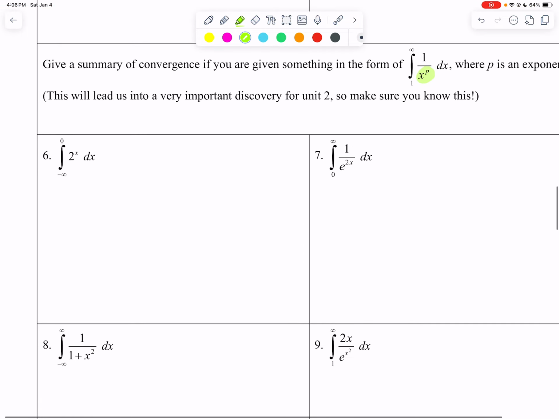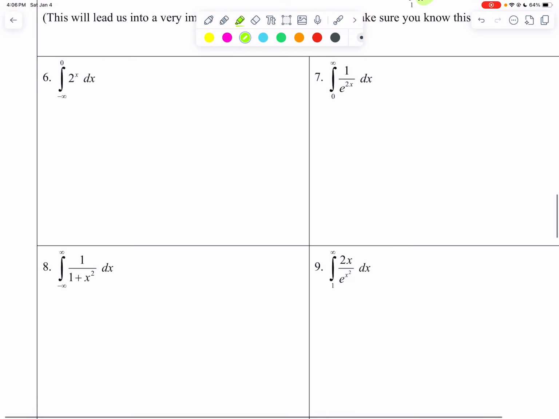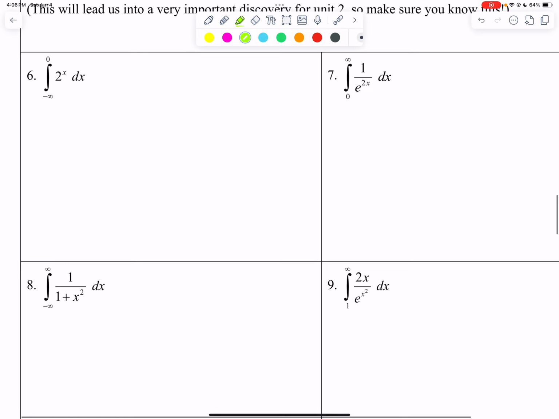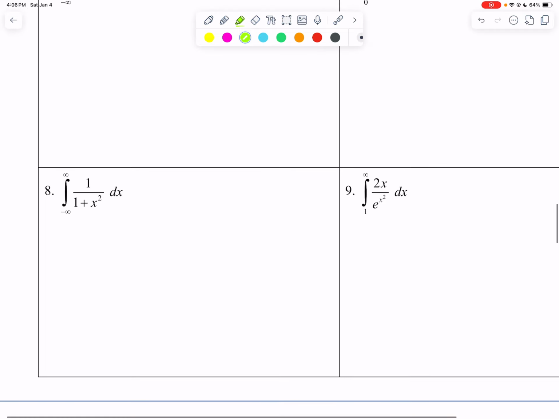But what we are going to do here is look at some other problems like 6, 7, 8, 9. I'll do a couple, but I'm not going to do all of them. Let's go ahead and do something like number 8 here, where we have the integral from negative infinity to infinity of 1 over 1 plus x squared. Now that one's pretty fun here. Notice how I have negative infinity to infinity.